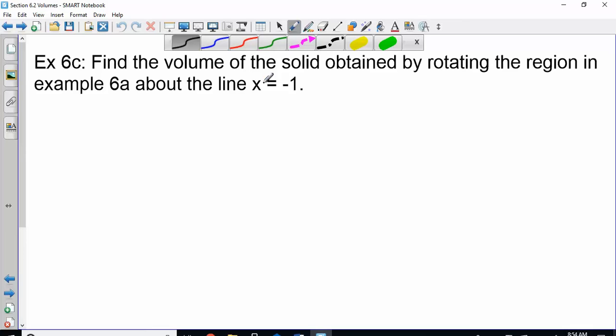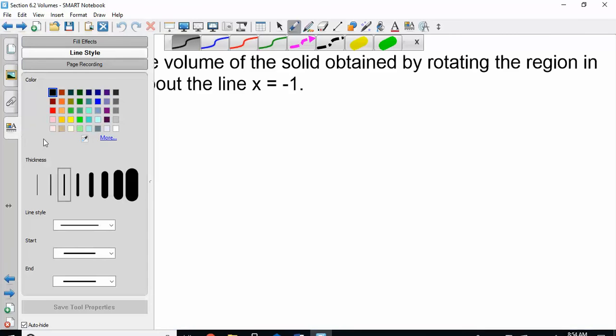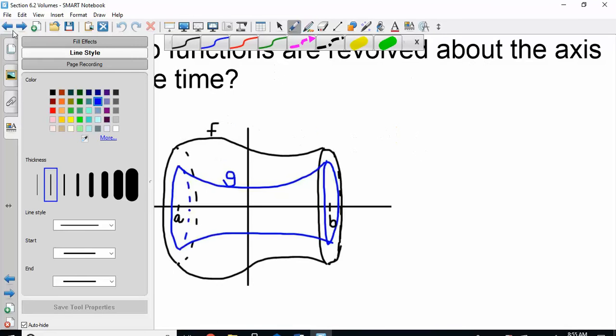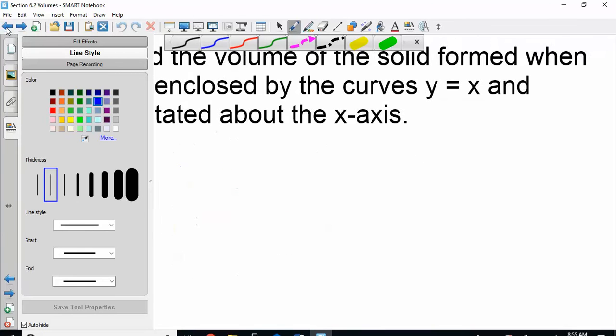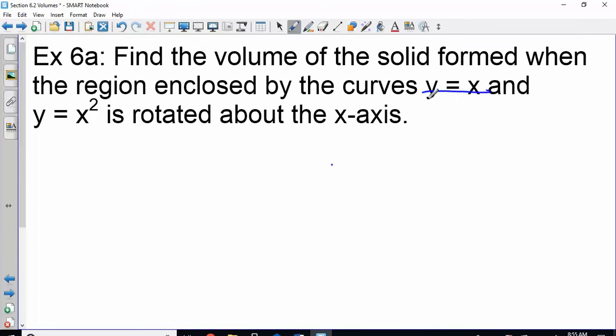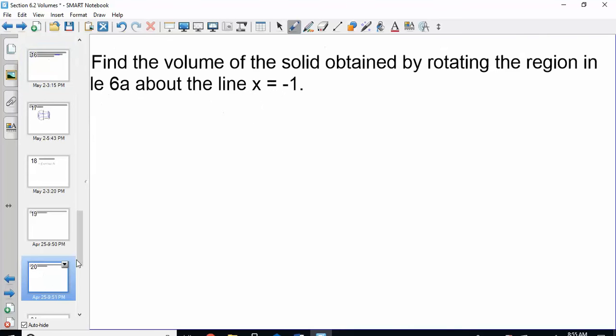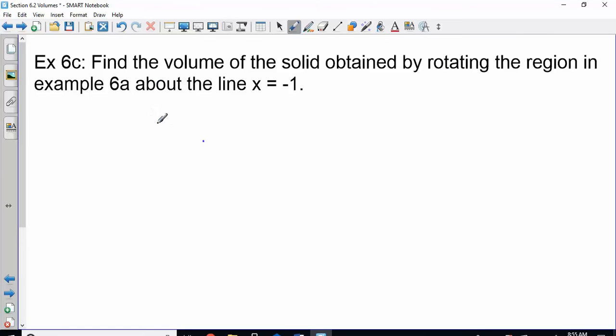We started with kind of a confusing example because we didn't rotate around an axis. I want to do another example where we're not just rotating around the axis. So I want to use the same curves from example 6a. If you look back at that one, our curves were y equals x and y equals x squared. We used those on the previous example too.